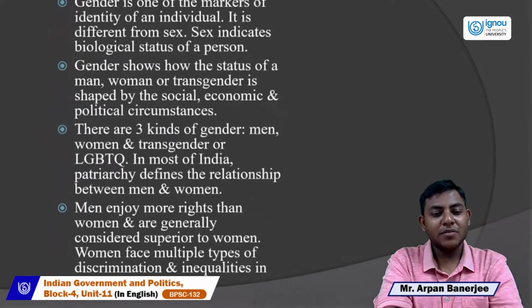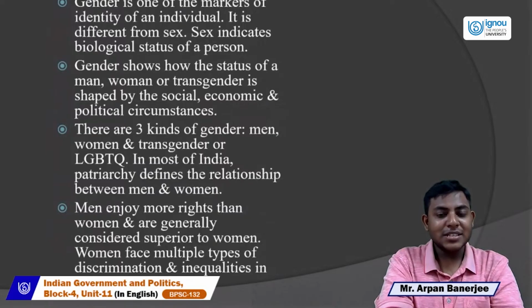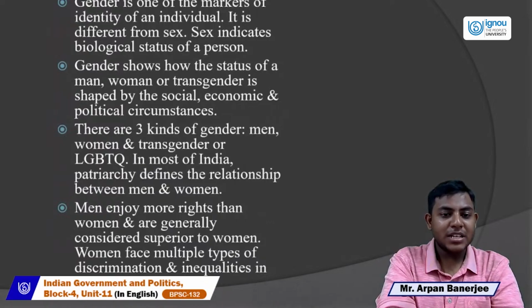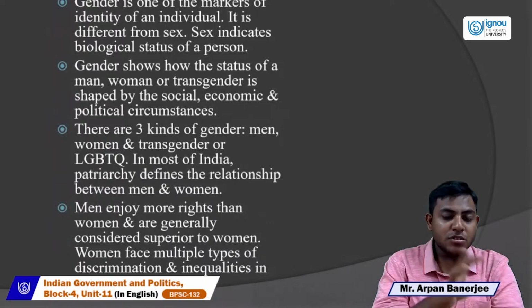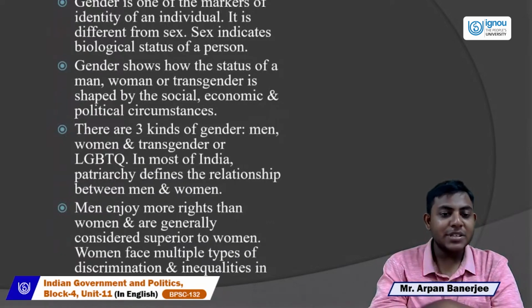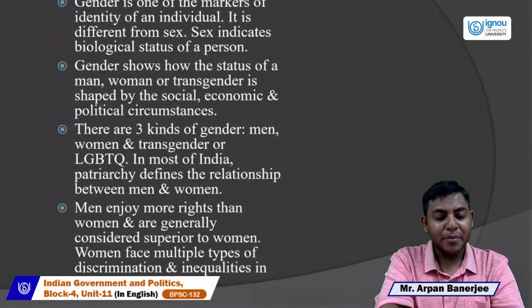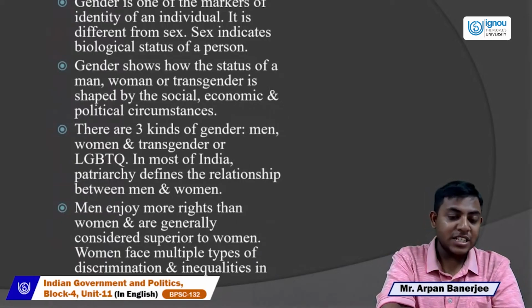So gender is one of the markers of identity of an individual, and it is different from sex. Sex indicates biological status of a person, and gender shows how the status of a man, woman or transgender is shaped by the social, economic and political circumstances. There are three kinds of gender: men, women and transgender or LGBTQ.